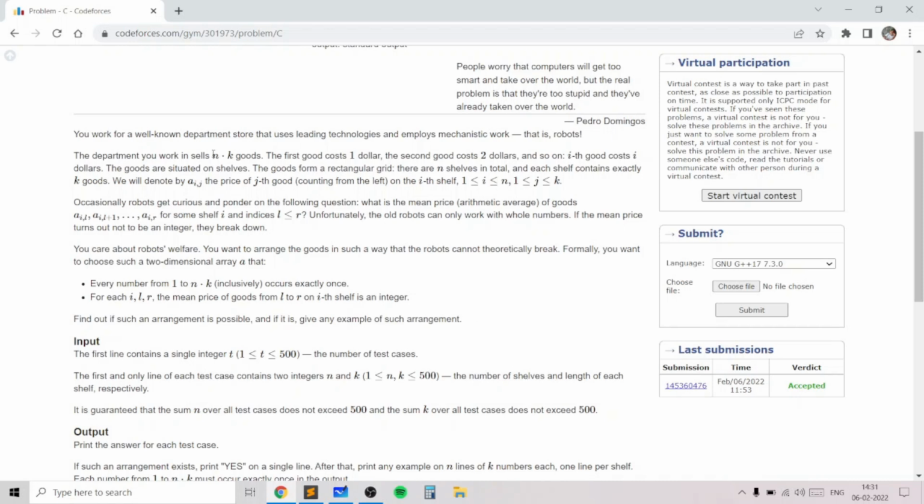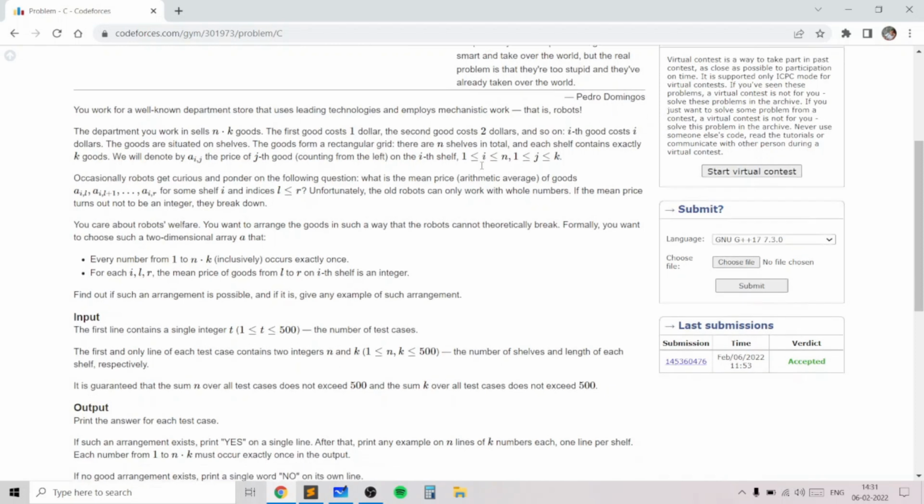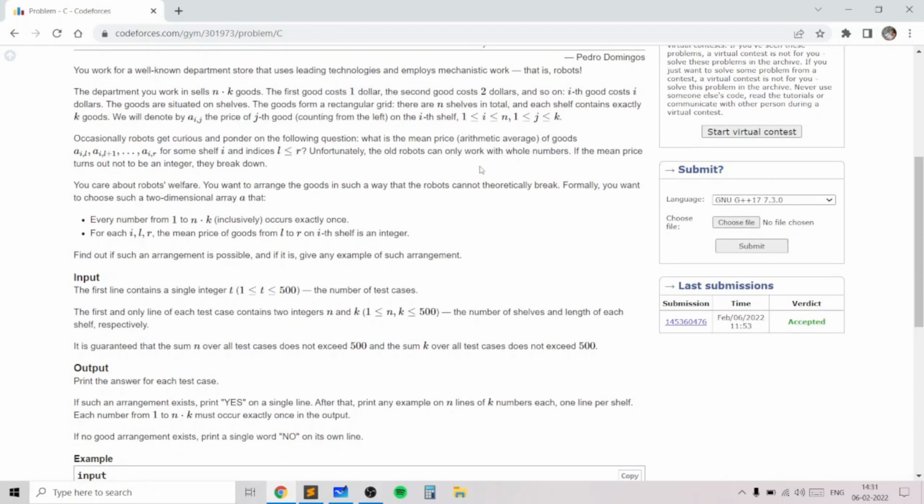shelf. So in total, there are n shelves into k goods and the ith good has i dollars as its cost, and we are basically going to have to arrange the goods in the shelves in the n by k grid such that the following condition is met.